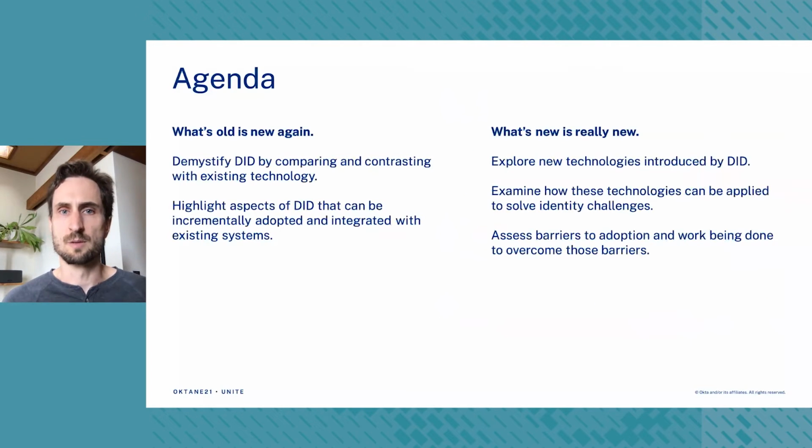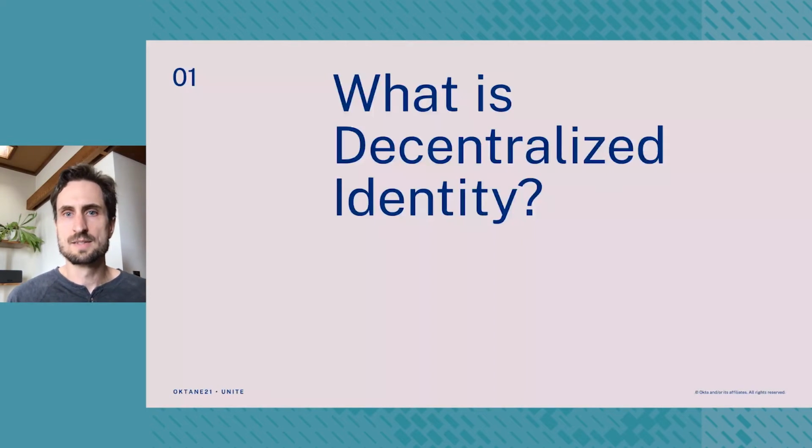Throughout this presentation, we are going to compare and contrast decentralized identity to existing identity systems. At first glance, decentralized identity can seem daunting, as it represents a significant shift in how identity is approached. However, there are many areas where it reuses existing technology. We can take advantage of this to facilitate incremental adoption alongside existing systems. Of course, decentralized identity also introduces entirely new concepts and technologies. We'll examine these aspects in detail and highlight how they can be applied to solve identity challenges. And anything new has to be adopted in order to deliver on its promises, so we'll examine the barriers to be overcome. Let's dive in.